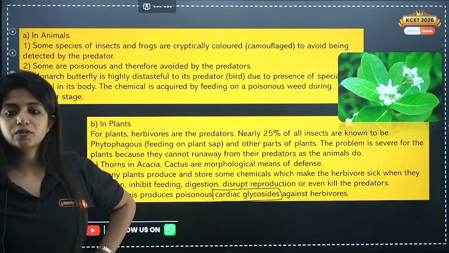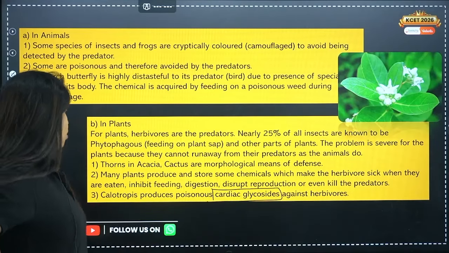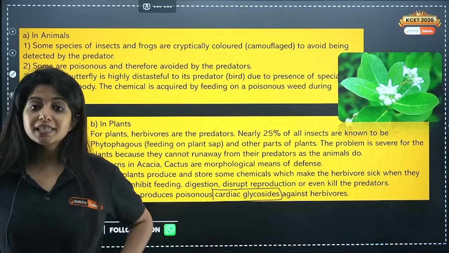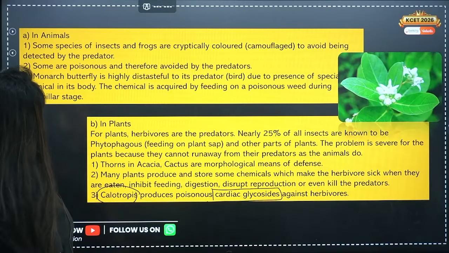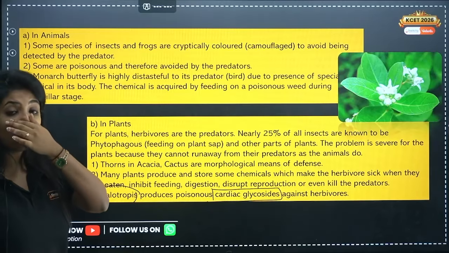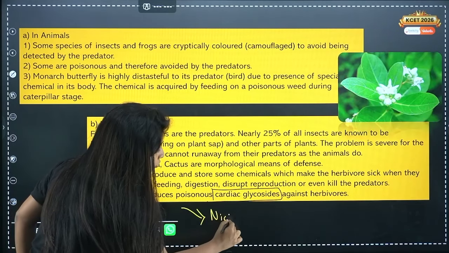It has cardiac glycosides which affect the herbivores that try to eat it. Always remember it. It is calotropis. So that is a chemical way of defense. Apart from that, always remember there are other chemicals also being produced which we use for our own good.